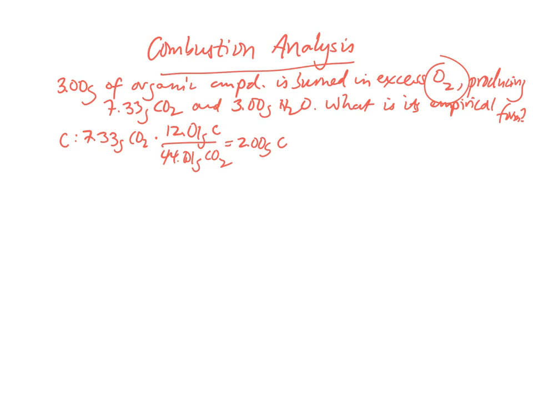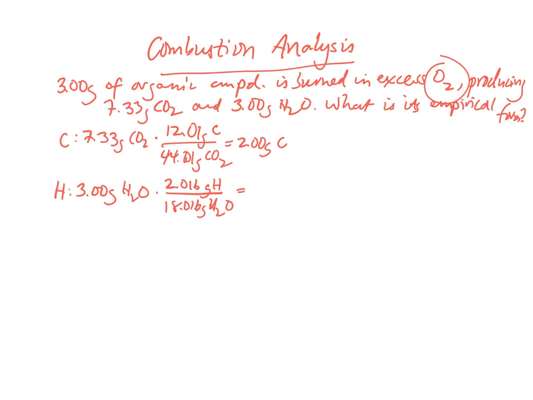And then we've got 3 grams of H2O, and we'll do the same thing. I want to find how much H there is in the H2O. Unlike the carbon in CO2, there are 2 H's in H2O. So 2.016 grams of H in every 18.016 grams of H2O, or 2.02 and 18.02, doesn't really matter.